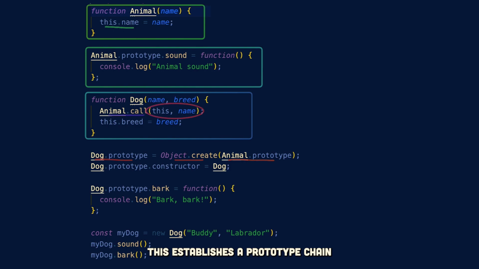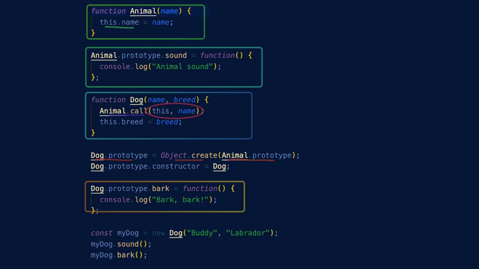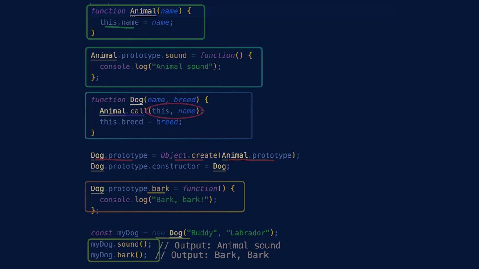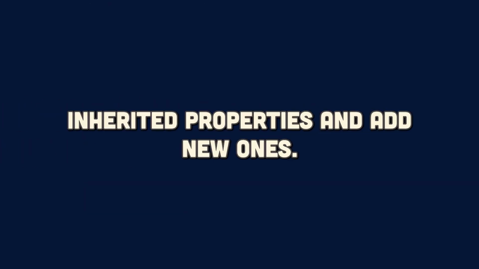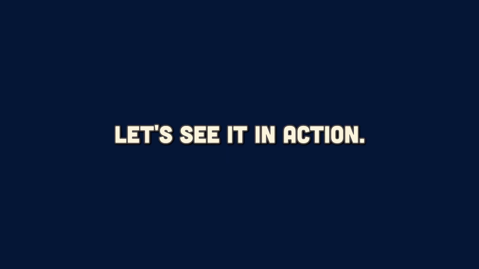This establishes a prototype chain where Dog inherits properties and methods from Animal. We add a bark method to the Dog prototype, allowing instances of Dog to call the bark method. Therefore, when we create a new Dog object and invoke the sound and bark methods, it outputs the corresponding messages. With prototypal inheritance, objects can also modify inherited properties and add new ones. Let's see it in action.